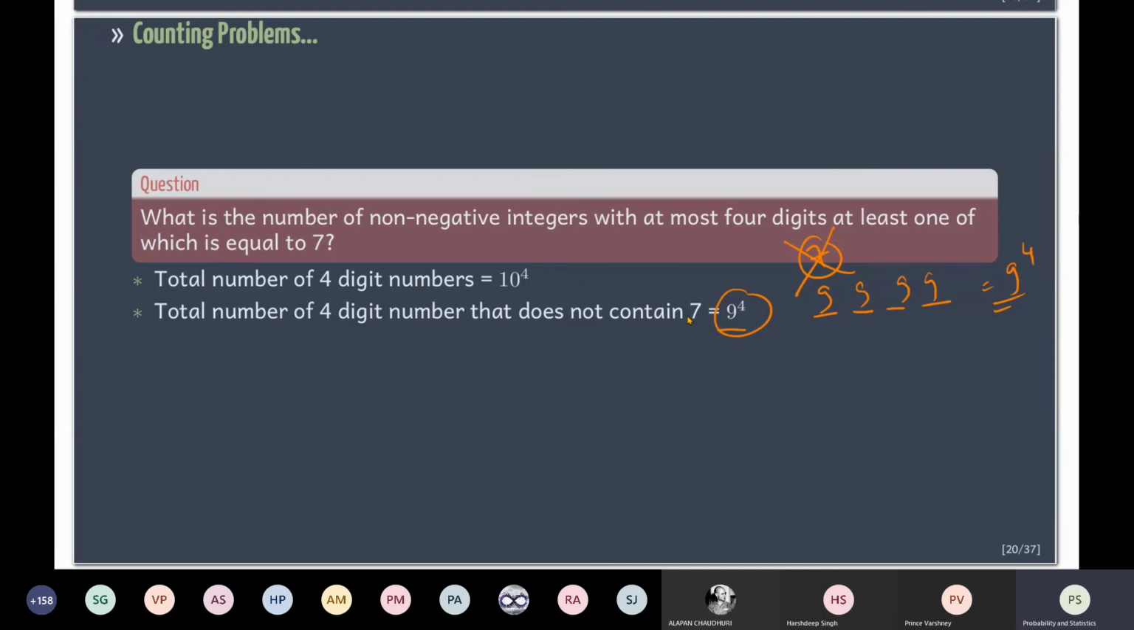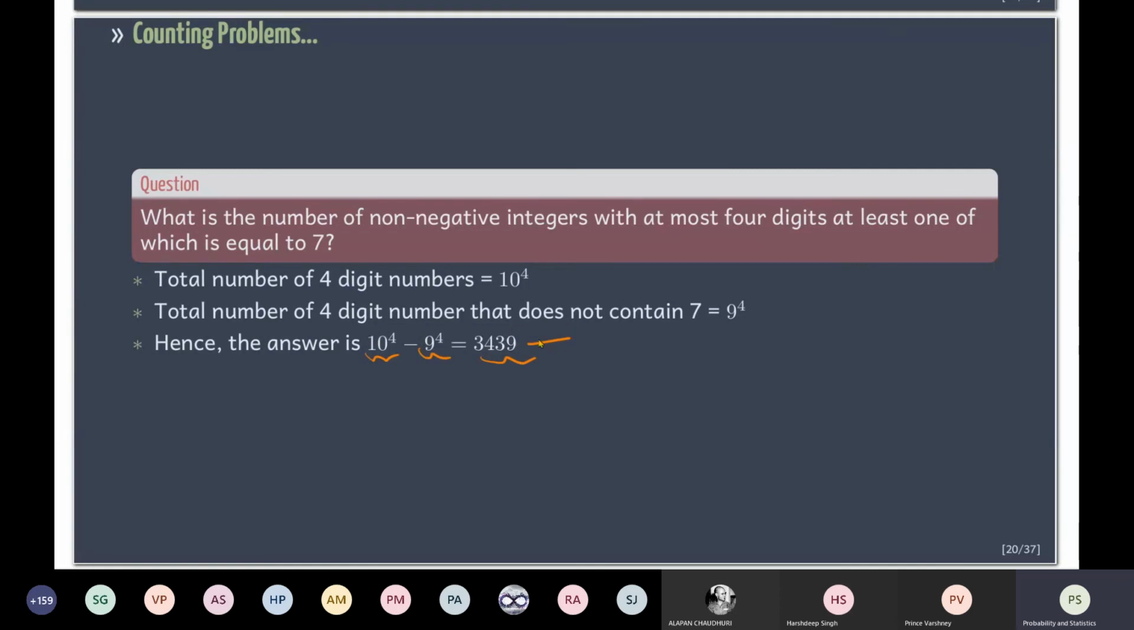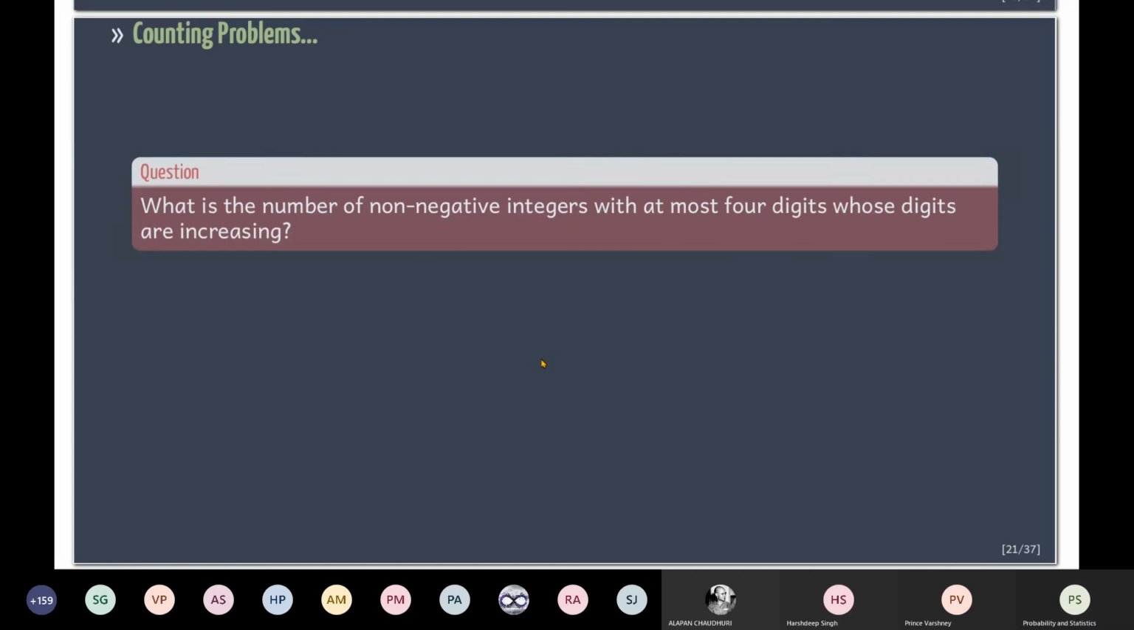Because now the number of 4-digit numbers with at least one digit equal to 7 will be the total number minus the total number of 4-digit numbers that do not contain 7. So these are the tricks you have to be familiar with to solve problems like this. Now these are exactly the numbers that have at least one digit equal to 7. Okay, we are saying at least one, right?